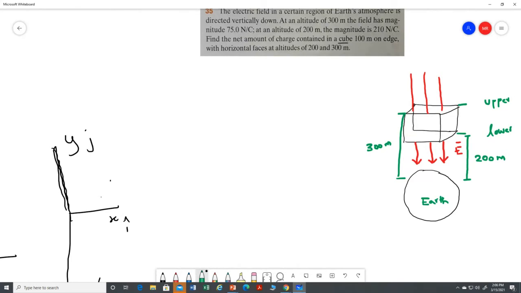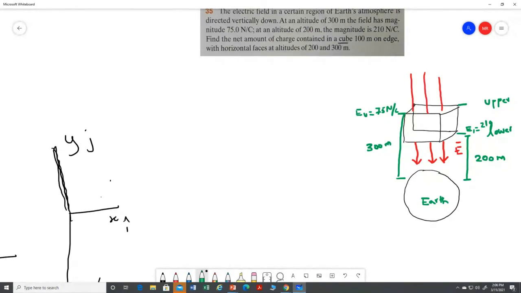And then at the upper layer, what is the electrical field strength? Just 75 Newton per Coulomb. And what is the electrical field at the lower layer? 210. Why is it 210 and why is it 75? Because the closer to the earth, where the charged particles are, the electrical field strength will be greater. Whenever you move to a certain height, the electrical field strength becomes weaker.